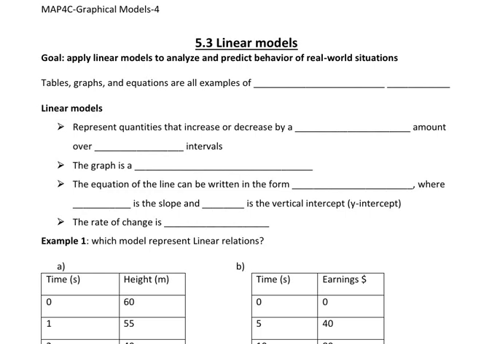Okay? So tables, graphs, and equations are all examples of mathematical models, right? You either see it as a graph, you either see it in a table, or you either see it as an equation, right? So they're all examples of mathematical models.